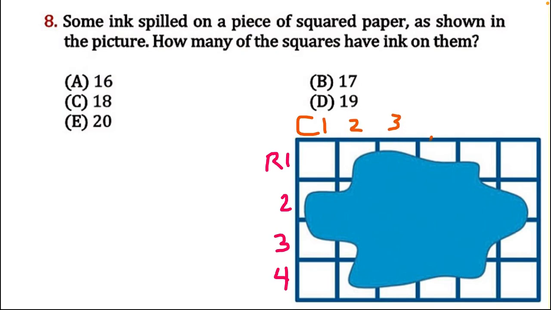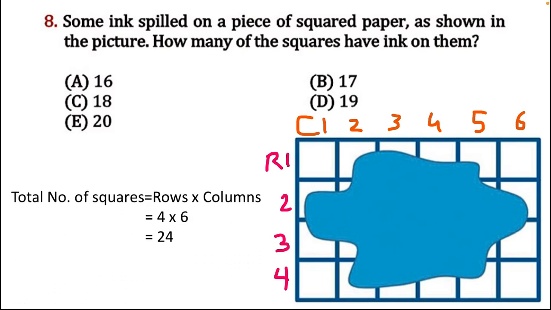So there are 4 rows. R1 is actually the representation of row 1, and C1 is actually the representation of column 1. So there are 4 rows and 6 columns. For the total number of squares, we need to use a formula first. Total number of squares is rows multiplied by columns. So rows we know are 4, and columns are 6. 4 times 6 is 24.